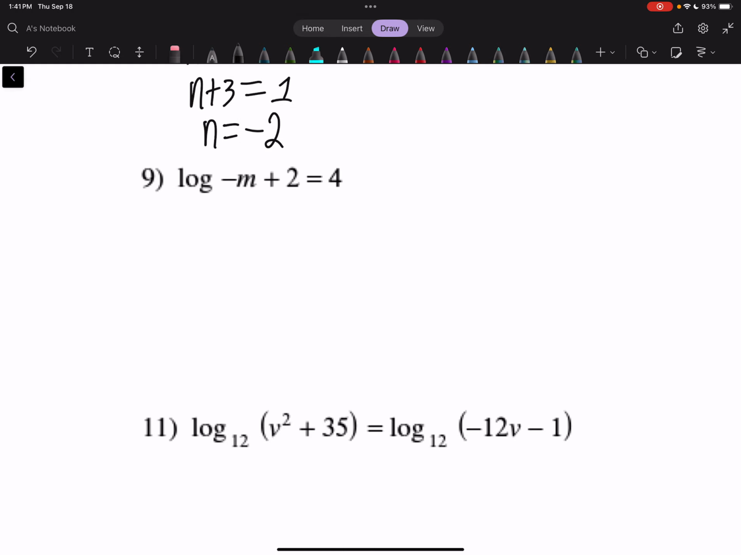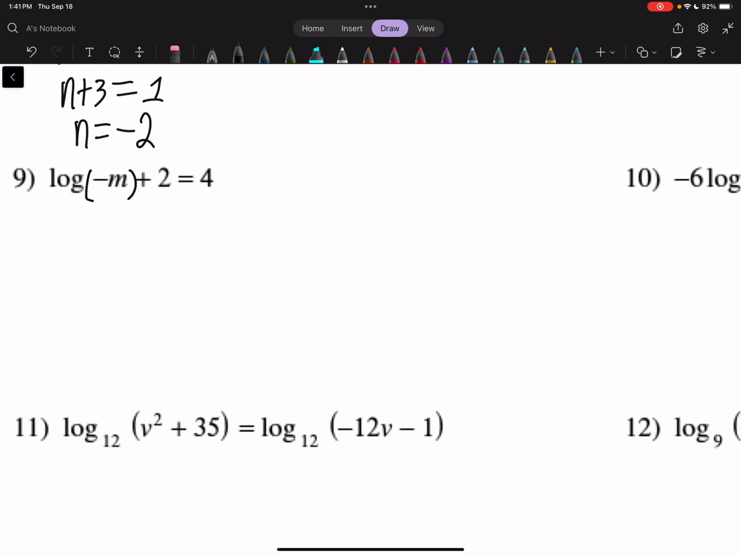Okay, number 9. Log of negative m plus 2. Now, I don't like the way this looks because I believe the way they're wanting you to solve this problem is to put parentheses at that location. However, I disagree with that. I would say it is just the negative m. I am going to do both problems just so you have an extra problem to review.